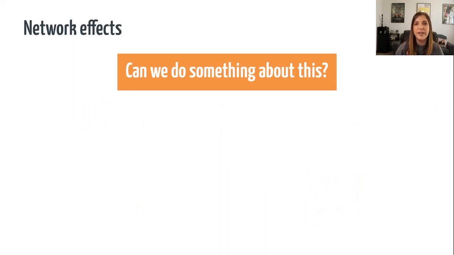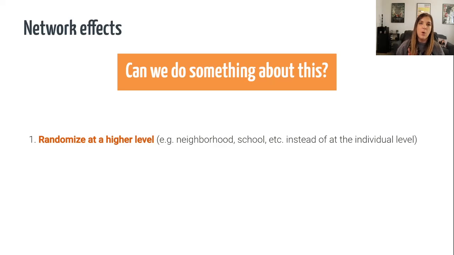Is there something that we can do about this? And this is important. One of the ways that you can basically try to avoid this network effect of breaking SUTVA is to randomize at a higher level. So for instance, if you think that people within a neighborhood are very interconnected or within a school are very interconnected, you can randomize at a higher level.